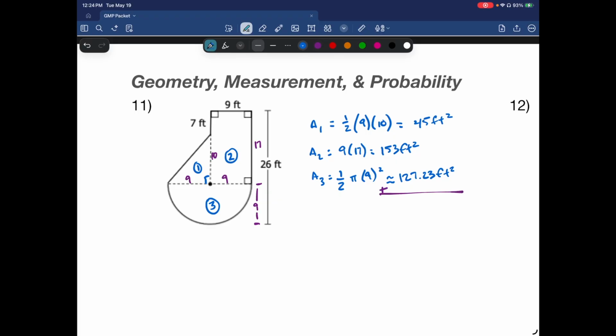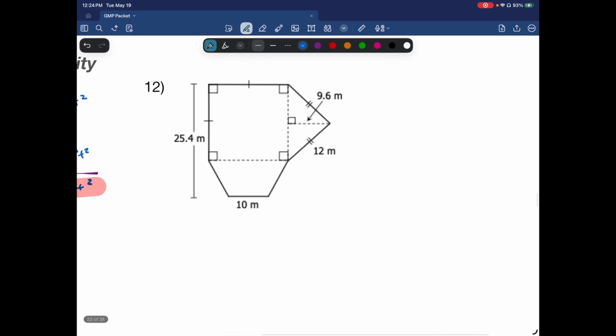And that's going to give me 325.23. 325.23 feet squared. Okay. You just take your time with it, all is well. All right, on 12, I'm going to have to find this.